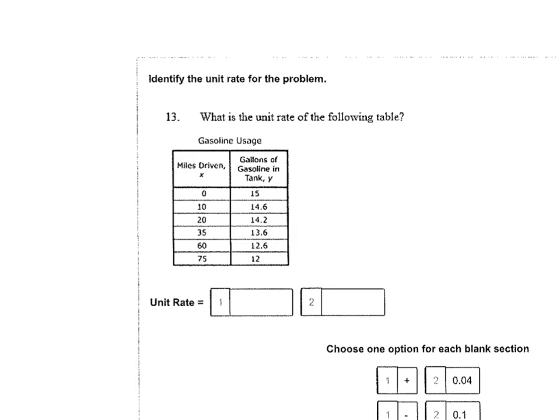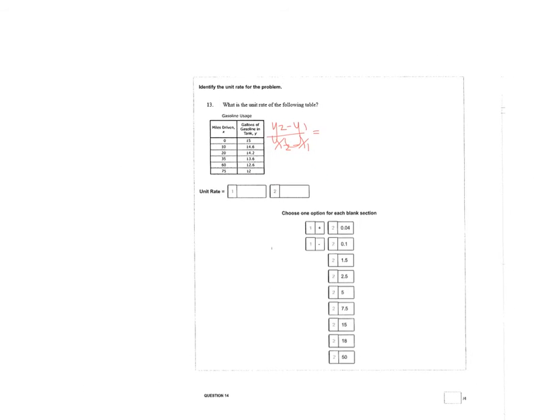Same thing on this one, pick whichever two you want and use your formula. y2 minus y1, x2 minus x1. If you're doing this online, you can always rewrite it on a piece of paper if you need to. Sometimes it gets a little confusing just doing it on the calculator.